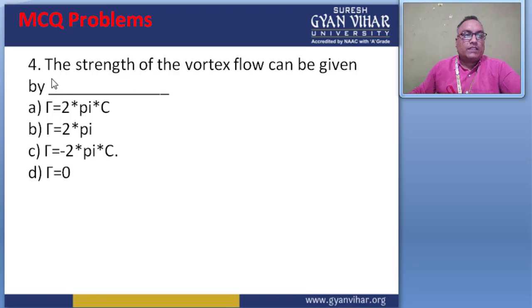This question gives the strength of the vortex flow, which can be given by circulation equal to 2 pi into C, minus 2 pi into C, or circulation equal to 0. If circulation equal to 0, then this is a static type of flow. So this is a wrong answer. The correct answer is C, right? Then move to the next question, question number 5.